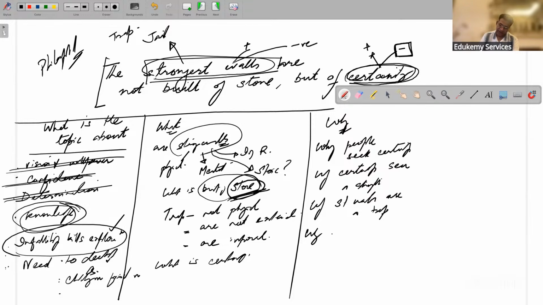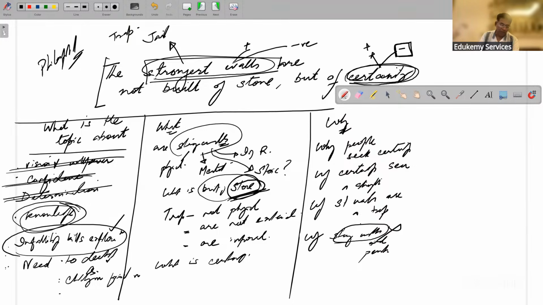Why certainty? Okay, fine. I'll take your point then. ठीक है. Why strong walls? Why stone walls are strong? So उसमें पता होना चाहिए कि why stone wall किसको मीन कर रहे हैं. So why strong walls are permanent? Okay. But यहाँ पर स्ट्रॉन्ग वॉल को तो हम स्ट्रॉन्ग मान ही नहीं रहे हैं, उत्कर्ष.